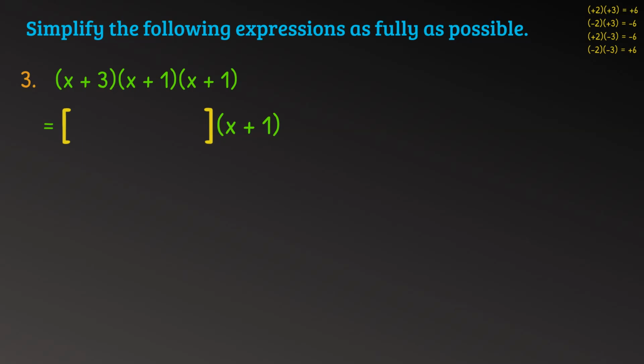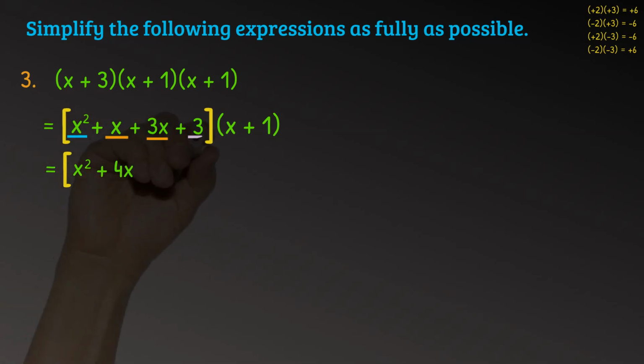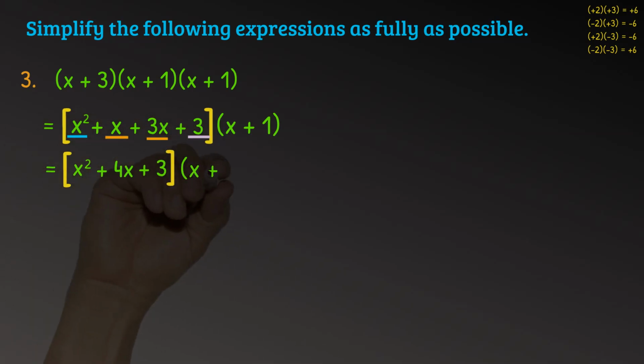So multiplying the first two brackets together, we have x times x, which is x squared, x times 1, which is plus x, and then we have 3 times by x, which is plus 3x, and 3 times by 1, which is plus 3. Then tidying up the terms within the yellow bracket, we have x squared plus 4x plus 3.